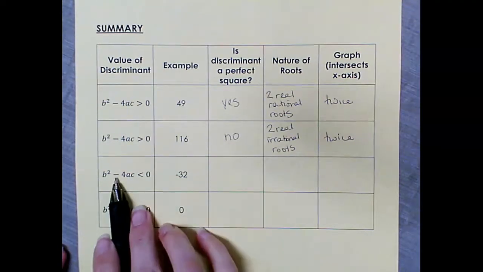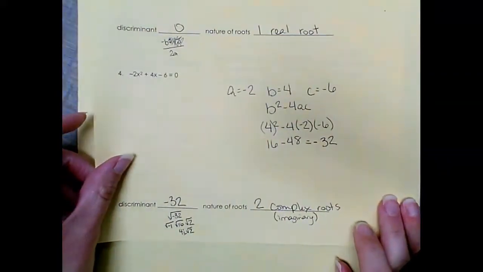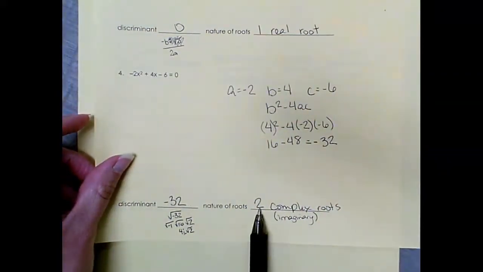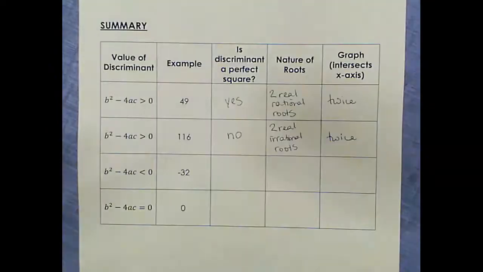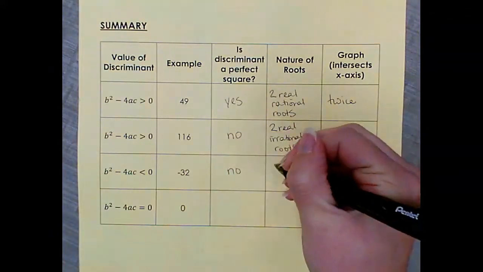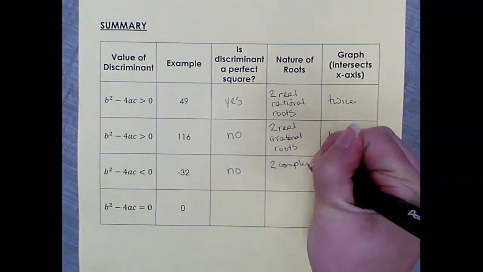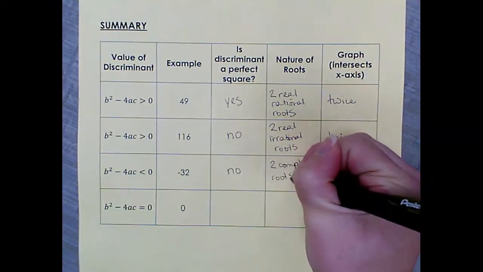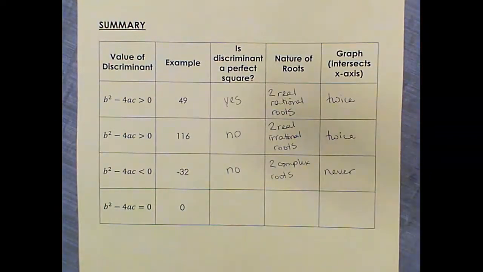What about if our discriminant is less than 0, if it's negative? When our discriminant was negative, that was our last example, we had two solutions, but we had to take out the square root of negative 1, which made it complex. So we have not a perfect square, and even if it were, it wouldn't matter, because we have two complex roots. And it never intersects the x-axis. Remember how we talked about how that looked like it didn't touch the x-axis?